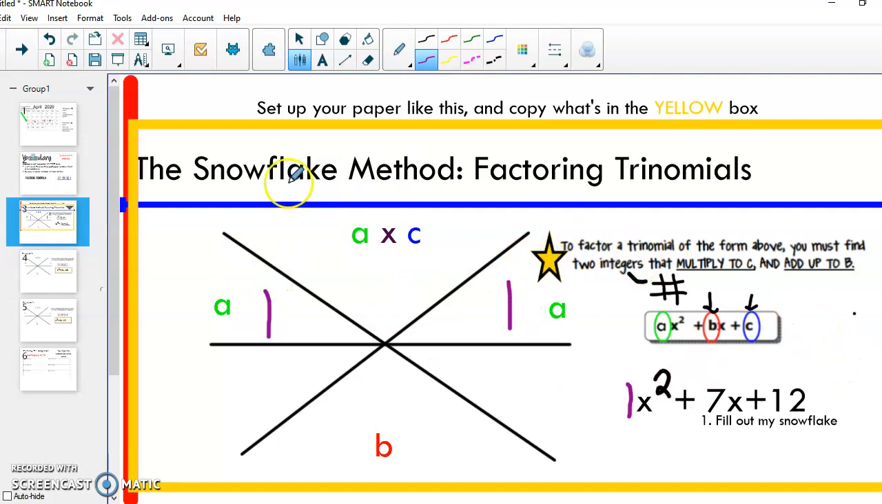You might have to use your imagination a little bit to see this as a snowflake. Work with me here, people. The B is the number that is in front of just my x. So in this case, I see my B is my 7. So I'm going to fill that into the bottom part of my snowflake. And then the top part of the snowflake that I need to fill in is my A times my C. So I have my A, which is a 1, and my C is a 12. So 1 times 12 gives us just 12.